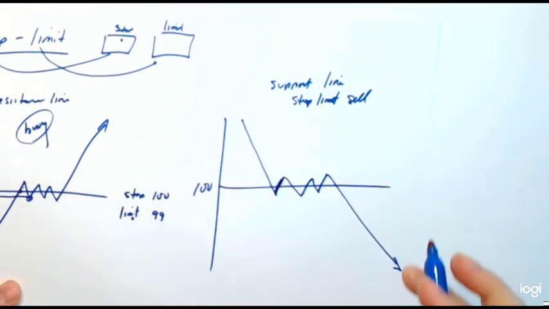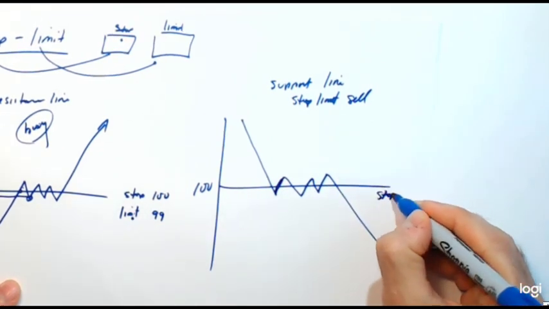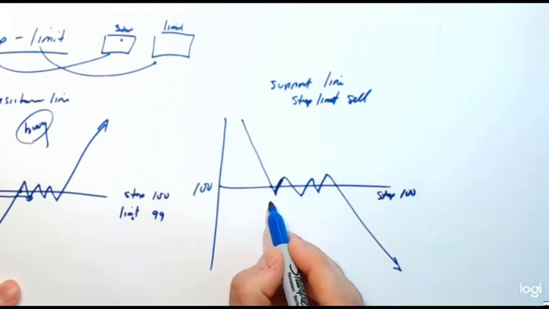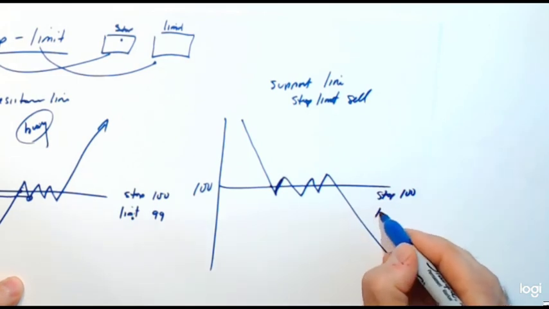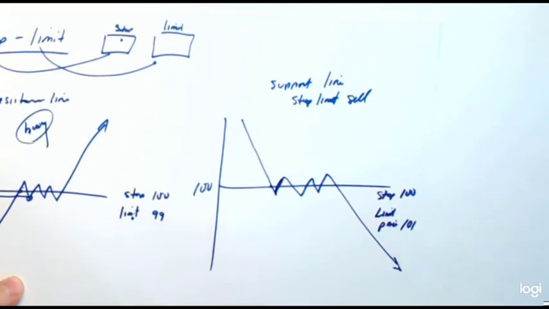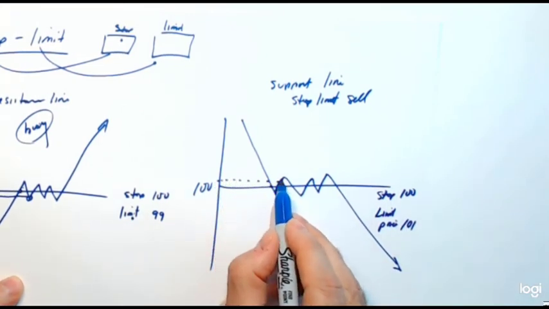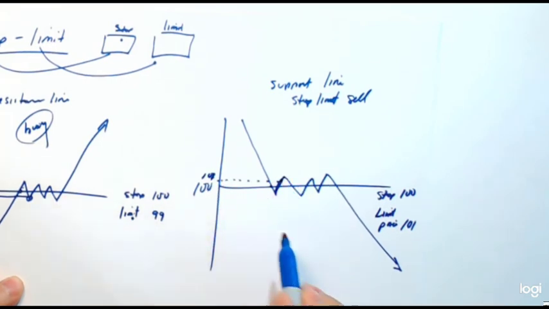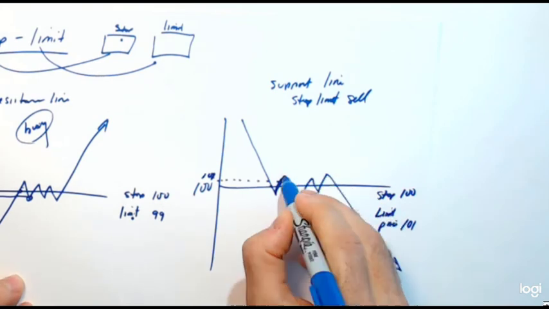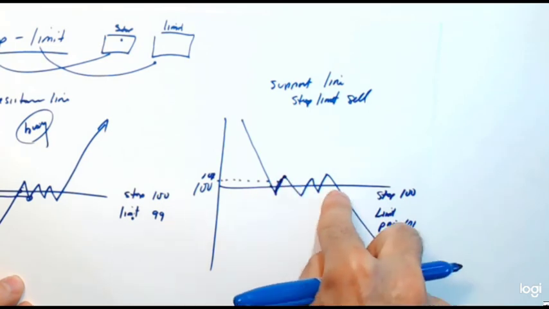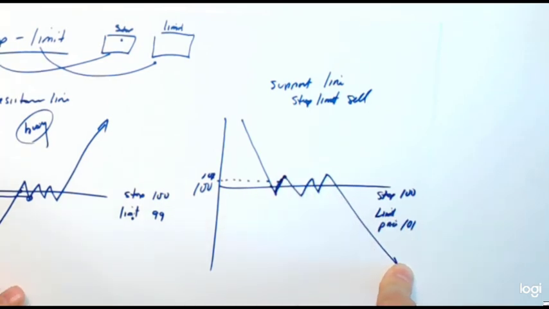So what happens is you put a stop sell at 100. Okay, so when it hits 100, you want to sell. And you could put in a limit price of 101, for example. And when the stock hits 101, the order will be executed because you're going to sell it a bit higher up here. And again, when it hits this support line, it's confirming that this trend is going to continue. So that's a stop limit order.